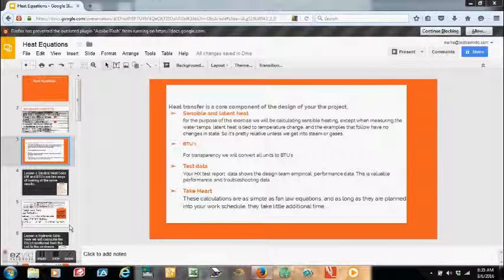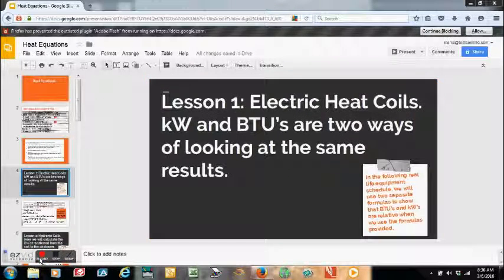Test data. Your heat exchange test report data shows the design team empirical performance data. This is a valuable performance and troubleshooting tool. Take heart, these calculations are as simple as fan law equations, and as long as they are planned into your work schedule, they take little additional time.